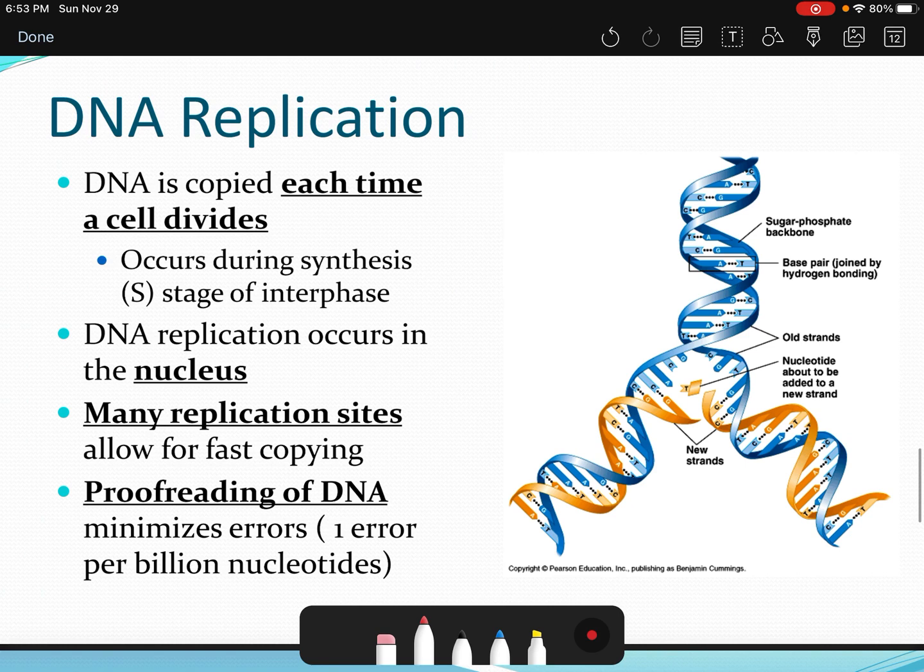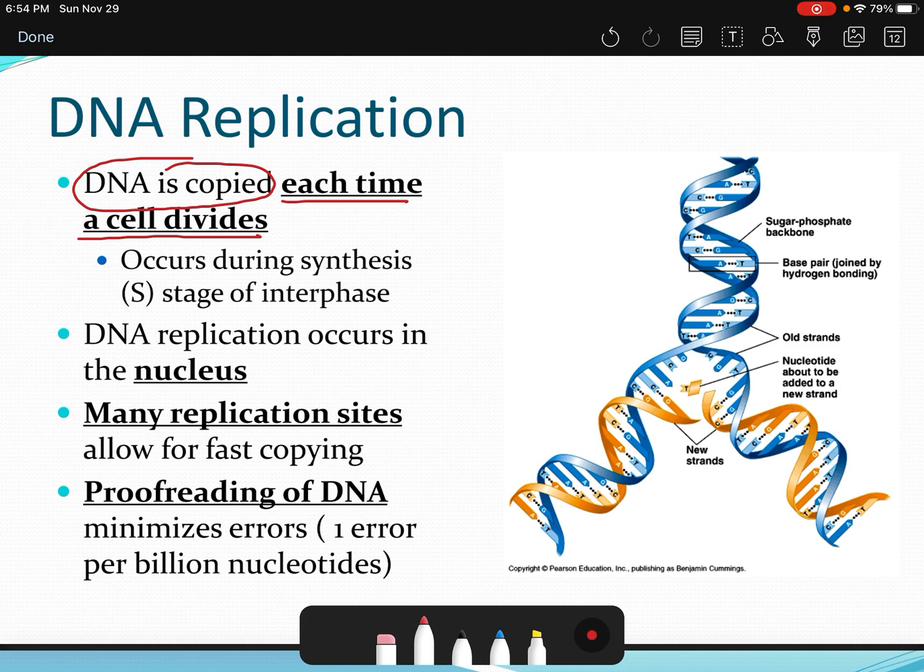Now, why is this process so important? Every single time your cells divide, your DNA has to get copied. Why is that? Well, remember, your DNA holds the code for telling the cell how it's going to function. If the new cell never gets any DNA, it won't even be able to function and it will die. So it's very, very important that every single time your cell is going to divide, DNA gets copied.